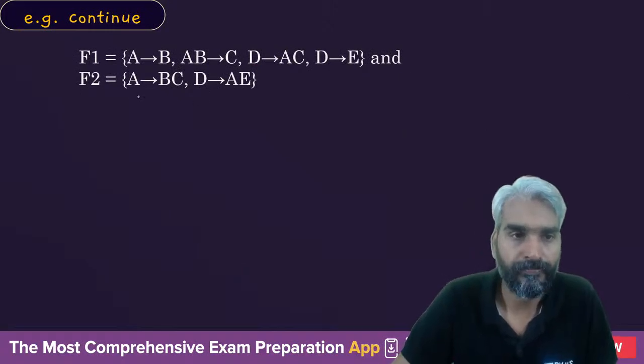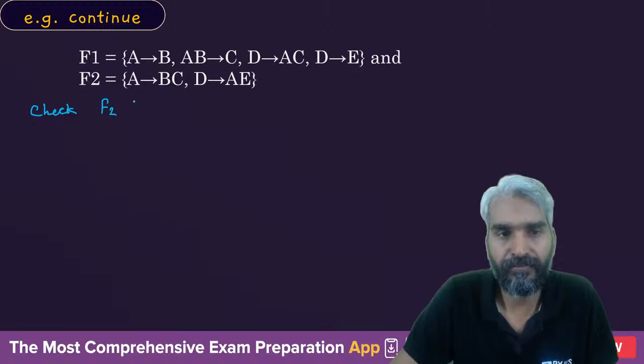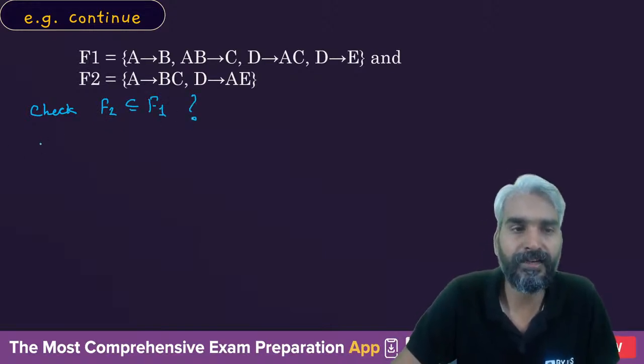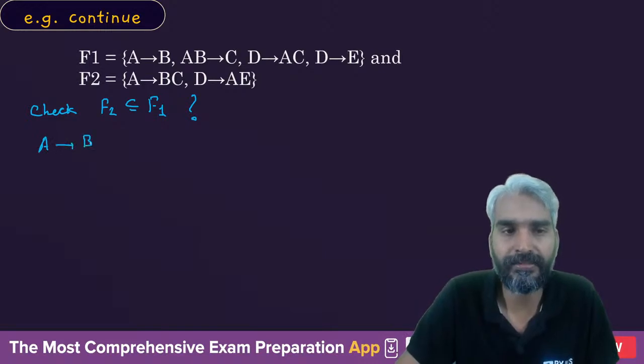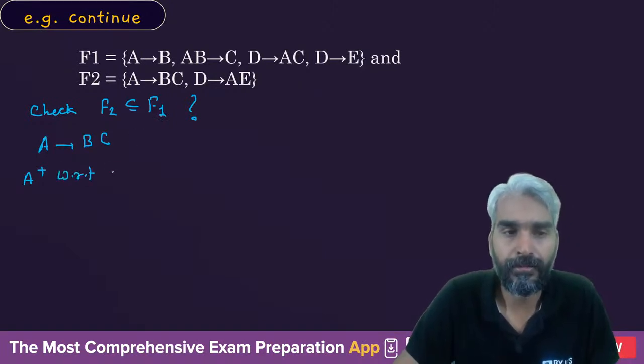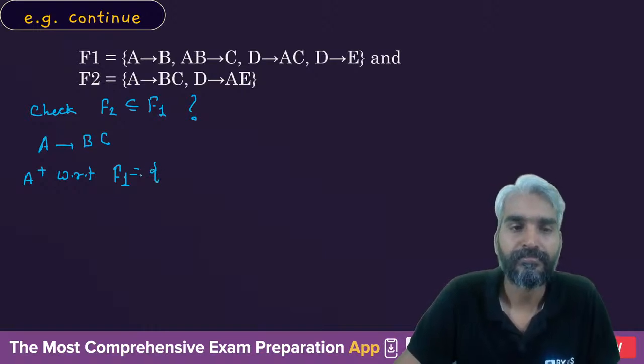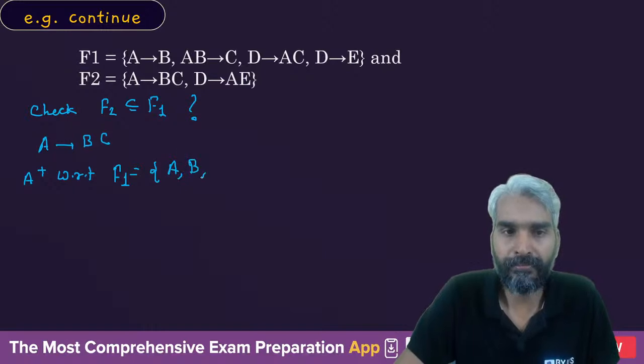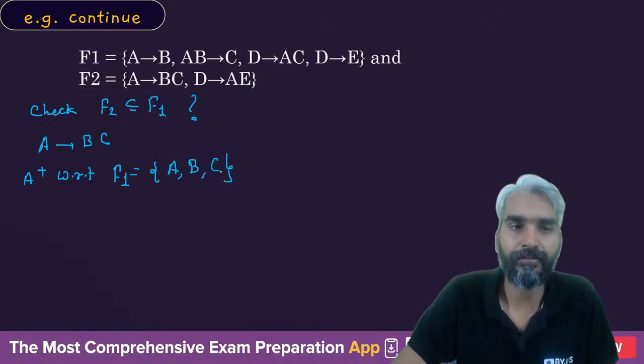So, check whether F2 is a subset of F1 or not. The first FD is A implies BC. So, what is A closure? This time you will calculate the closure with respect to F1. A closure with respect to F1: from A you can determine B, from AB you can determine C, nothing else can be determined.